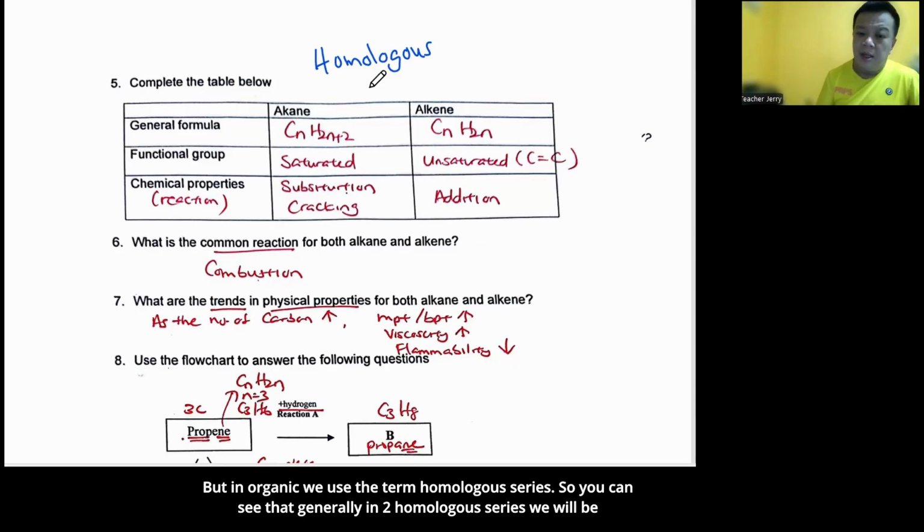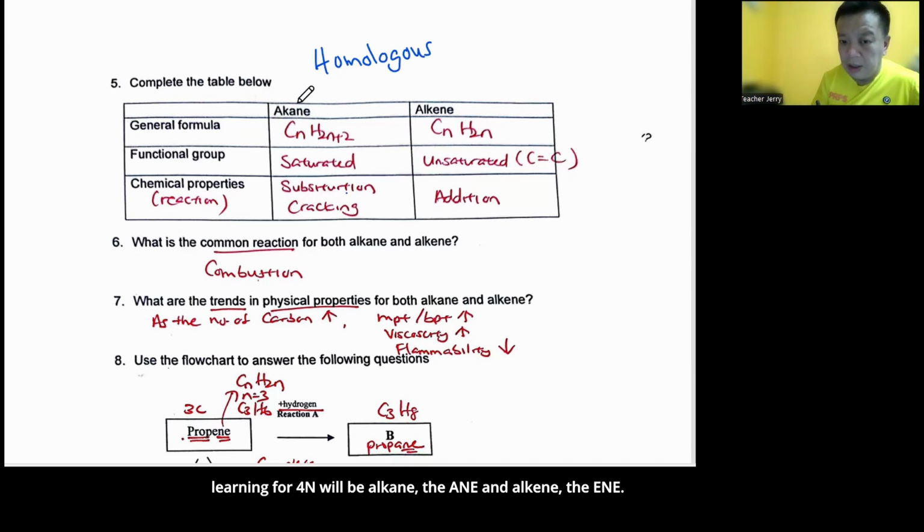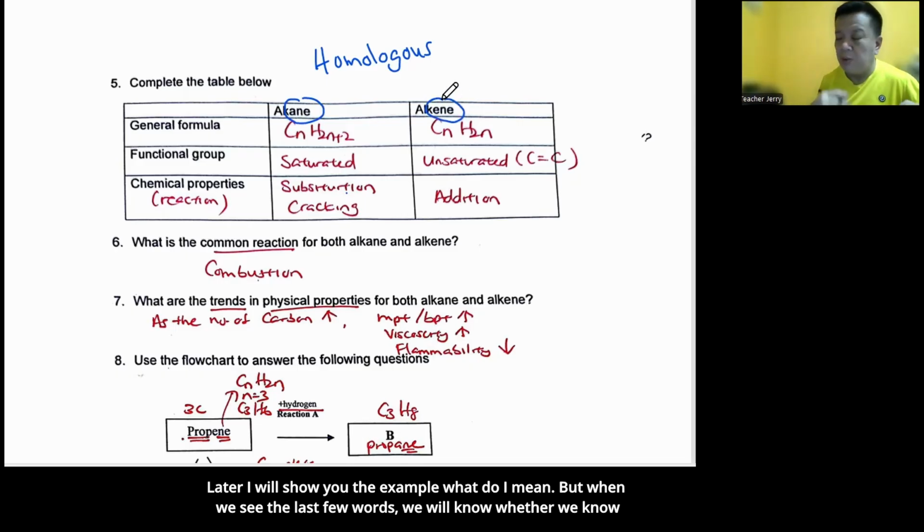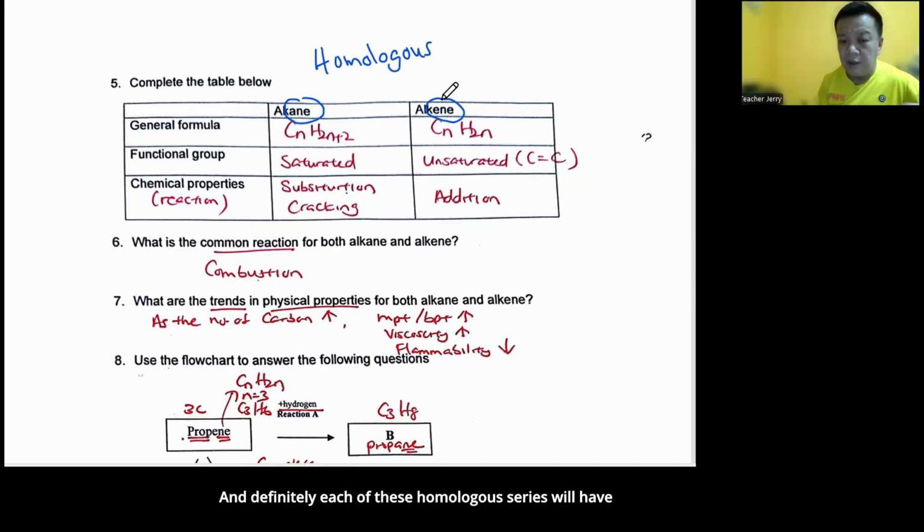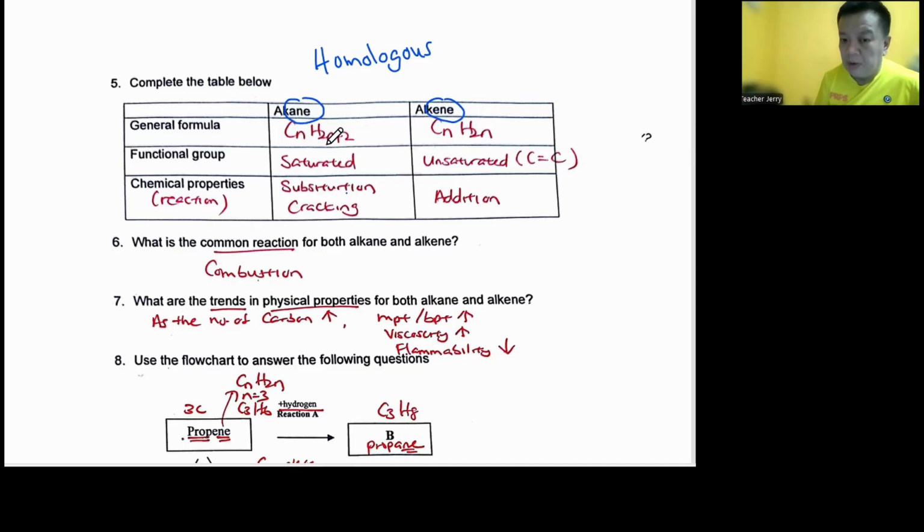So generally, with two homologous series you'll be learning for Form 4, you've got the alkane, the ANE, and alkene, the ENE. Later I'll show you an example of what I mean. But when we see the last few letters, we will know that it belongs to the alkane or alkene. And definitely each of these homologous series will have a general formula. All right, so CnH2n+2, CnH2n.